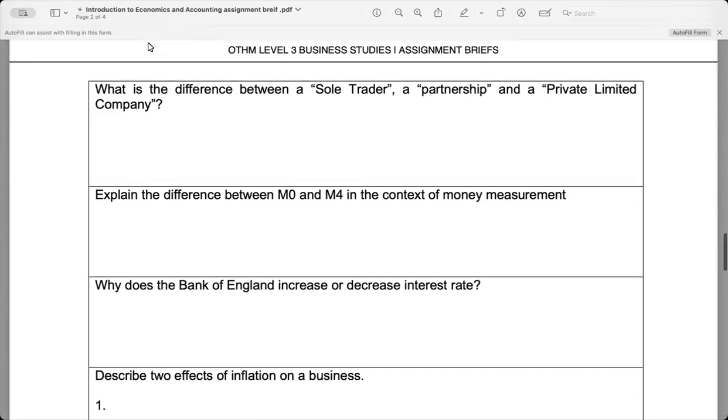Explain the difference between M0 and M4 in the context of money. In this question, you must differentiate between different measures of money. Why does the Bank of England increase or decrease interest rates? Explain how interest rates influence borrowing and investment. Discuss how high and low interest rates affect inflation, spending and saving.